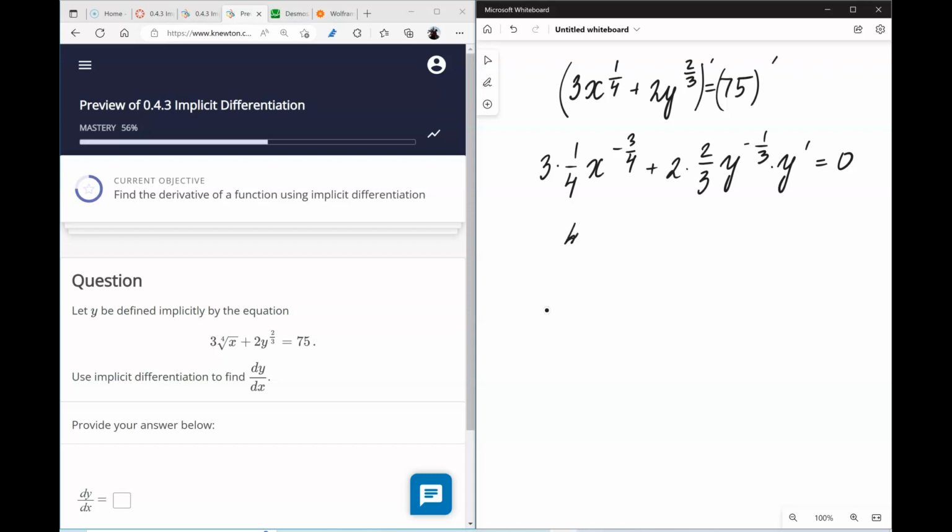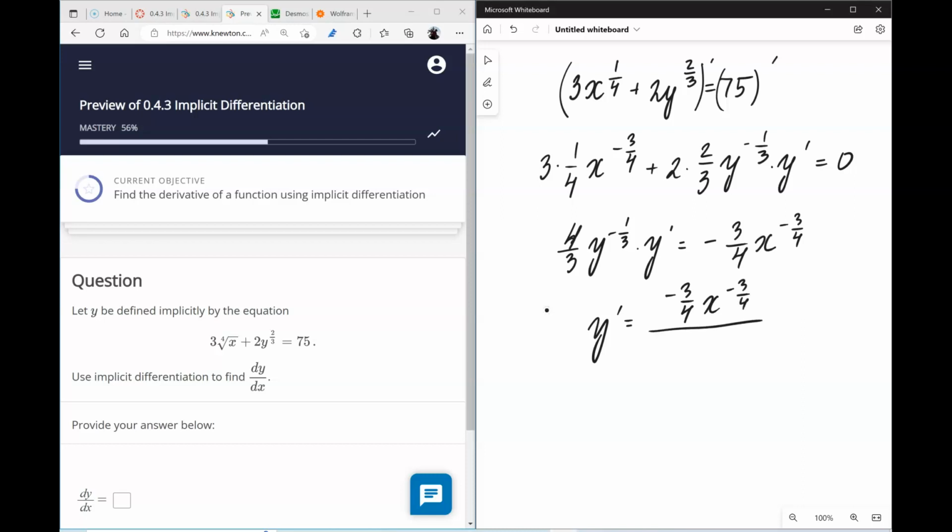And we're going to isolate y prime by subtracting the term that doesn't have y prime from both sides and then dividing by the coefficient. So here it's important not to mess up the fraction. So we have negative 9/16. We have y to the power 1/3 in the numerator and x to the power 3/4 in the denominator.